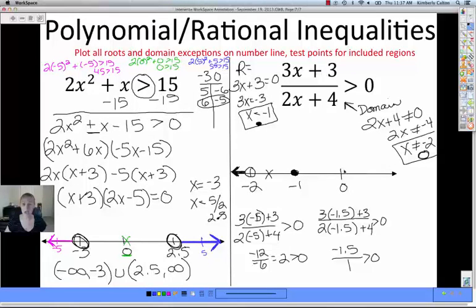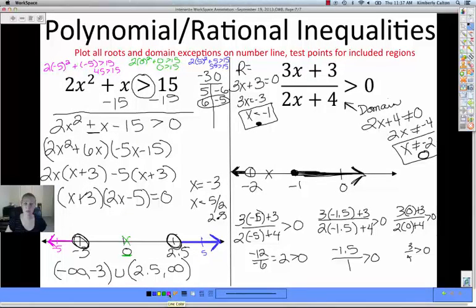And I have to check the section to the right of negative 1. 0 is a great number here. So I have 3 times 0 plus 3 over 2 times 0 plus 4, and this is greater than 0. So I have 3/4, which is indeed greater than 0. So everything to the right of this line should be shaded.